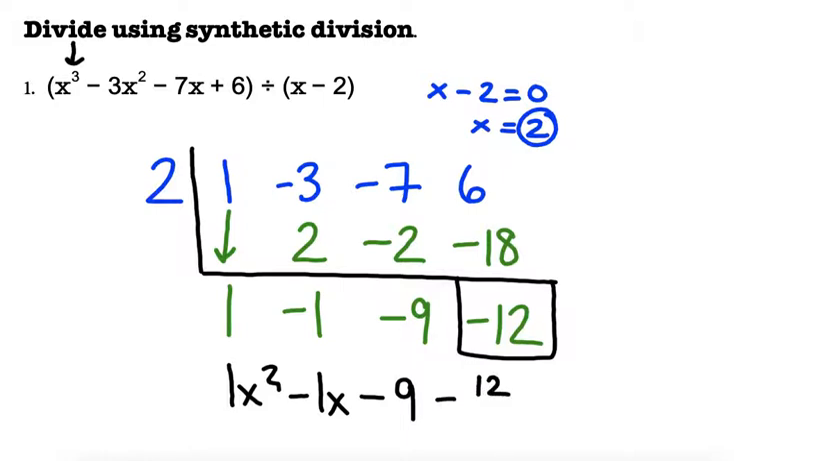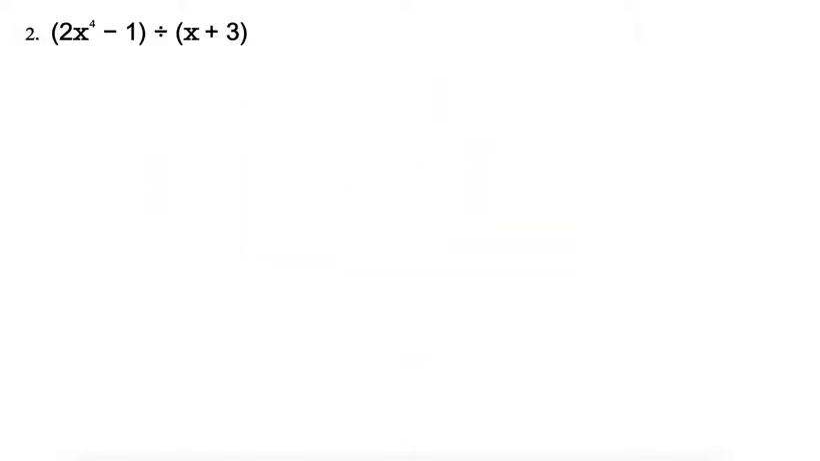12 over what I divided by. Now notice I'm not putting the 2. I'm going to put what I originally planned on dividing by, x minus 2. And that is the basic process of synthetic division. So let's try another one now when we're missing some of the terms.